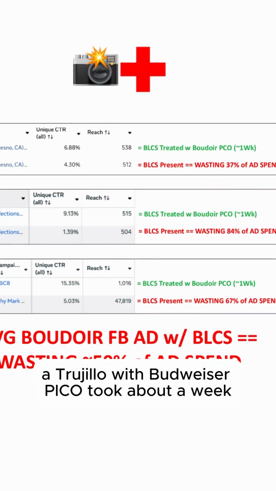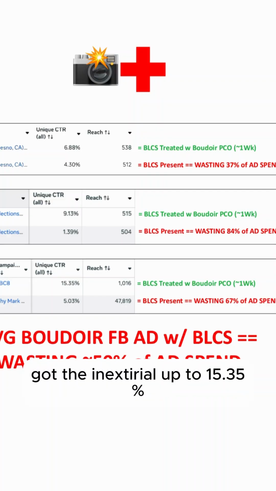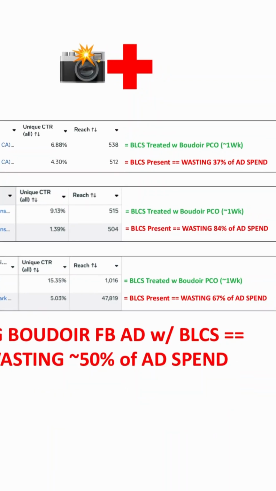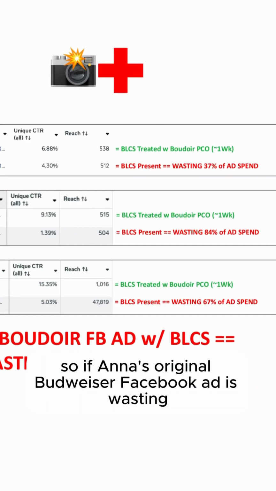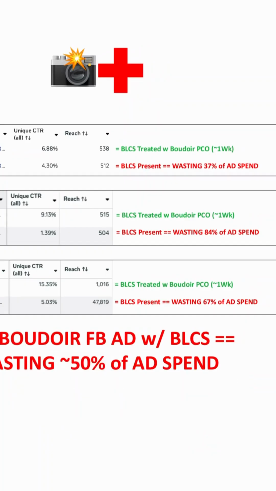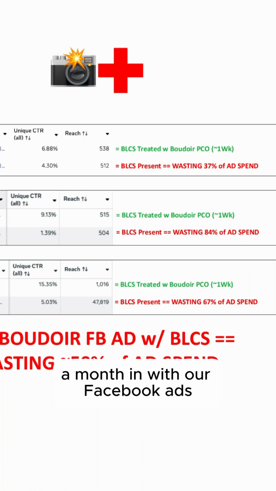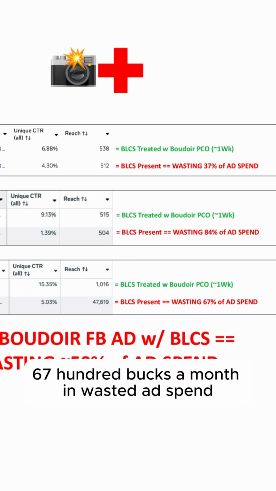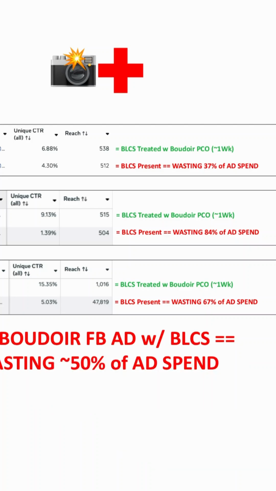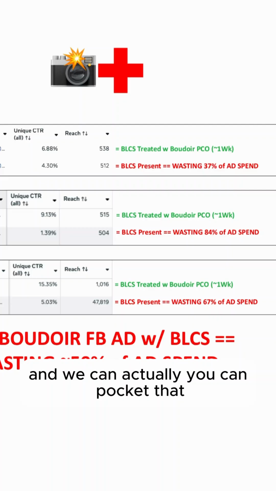Treated with Boudoir Pico, it took about a week and got the unique CTR all up to 15.35%. So we found out his original Boudoir Facebook ad is wasting 67% of his ad spend. So we can eliminate that wasted ad spend. If you're spending 10 grand a month on Boudoir Facebook ads, we can eliminate that 6,700 bucks a month in wasted ad spend, and you can pocket that.